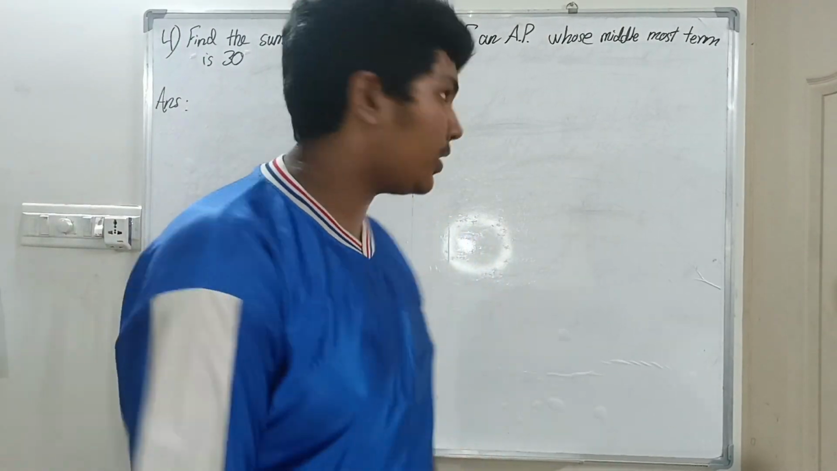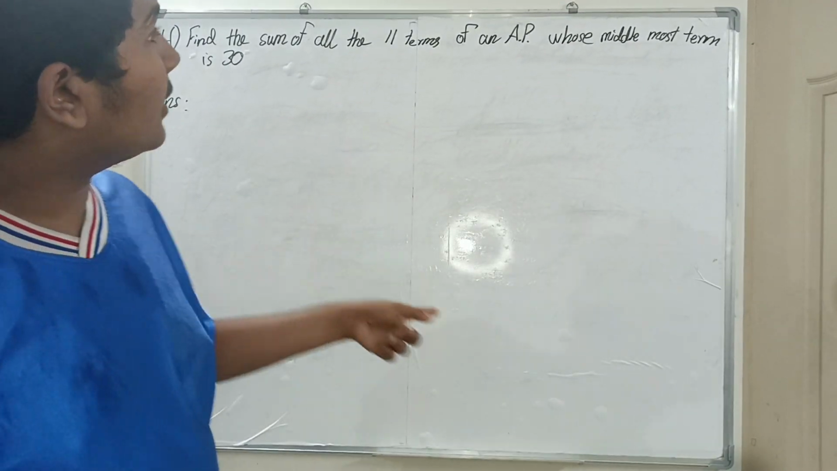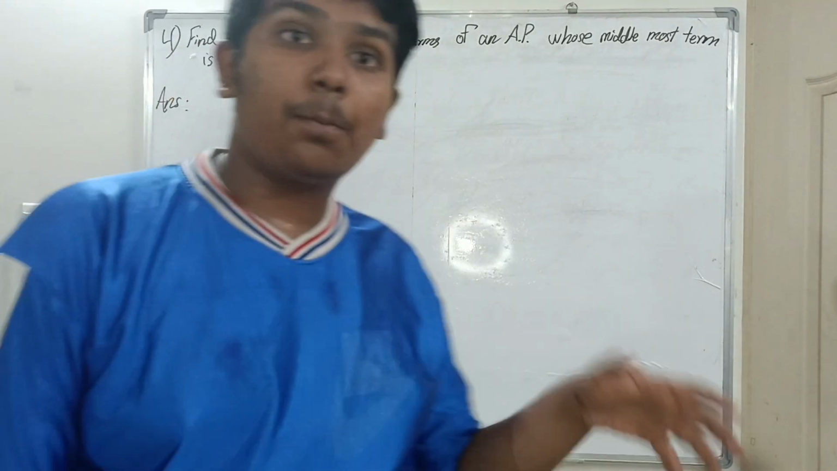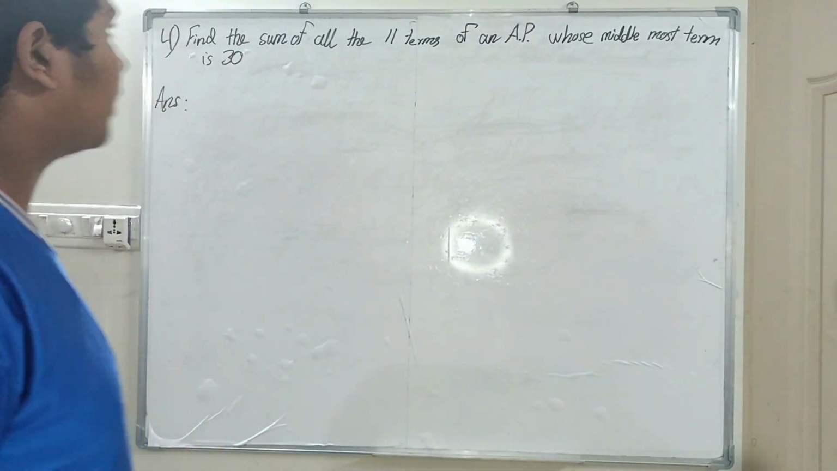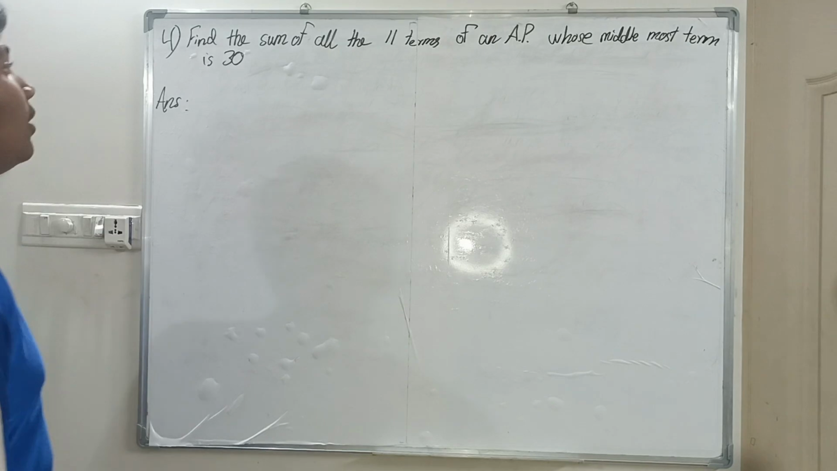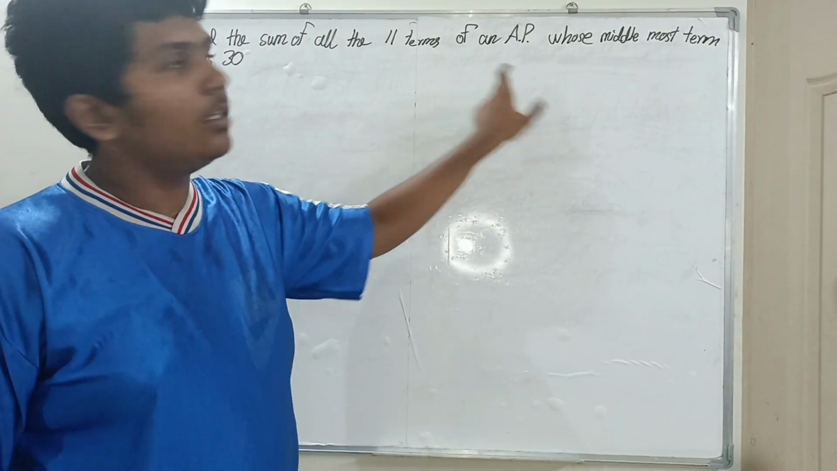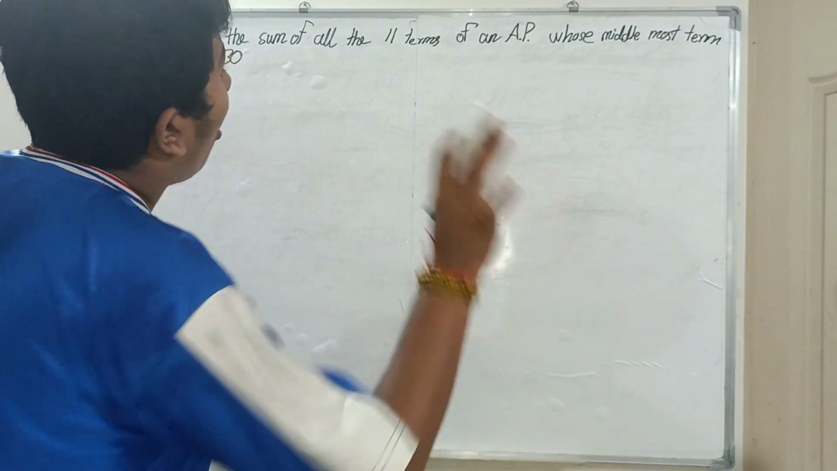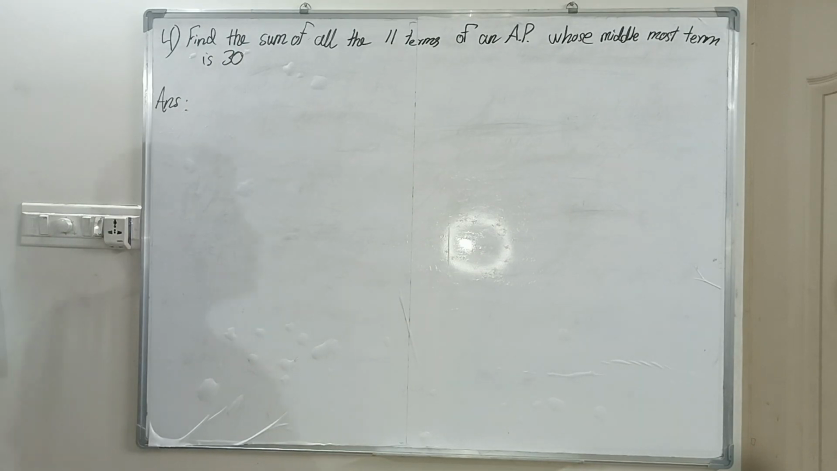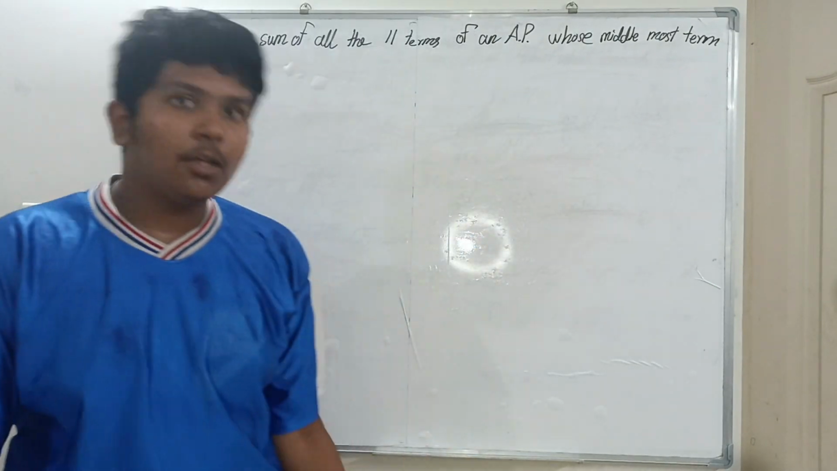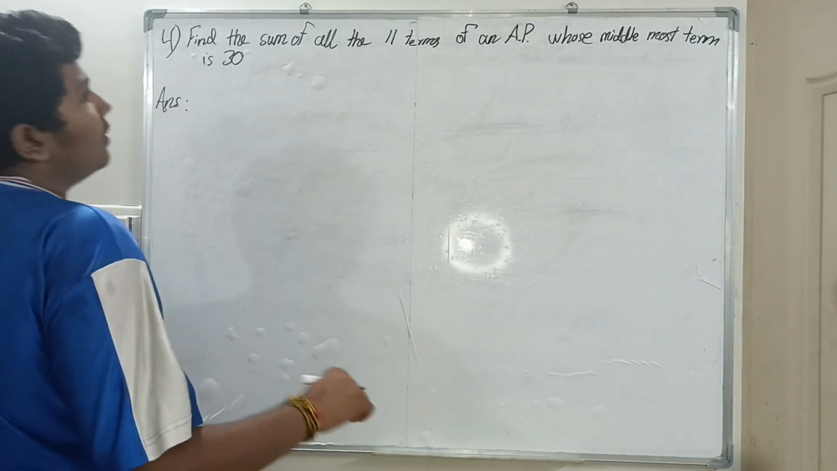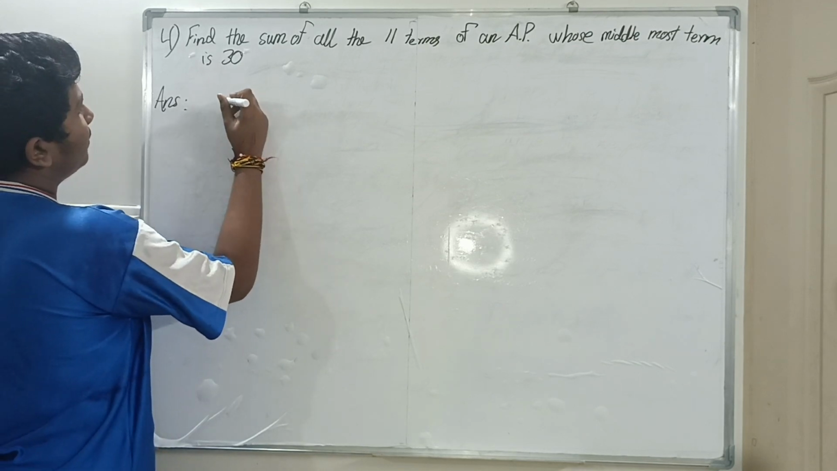Okay, so the fourth question. Find the sum of all the 11 terms of an AP whose middlemost term is 30. So pause the video, read the question and understand. They are asking the sum of all the 11 terms. So given here n is equal to 11 of an AP whose middlemost term is 30. So how do you find the middlemost term when the AP is not given? How do you find it? So there's a formula for that.